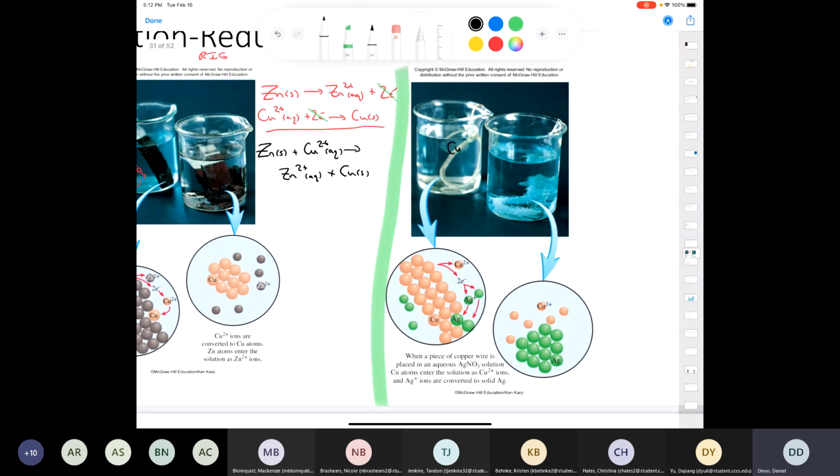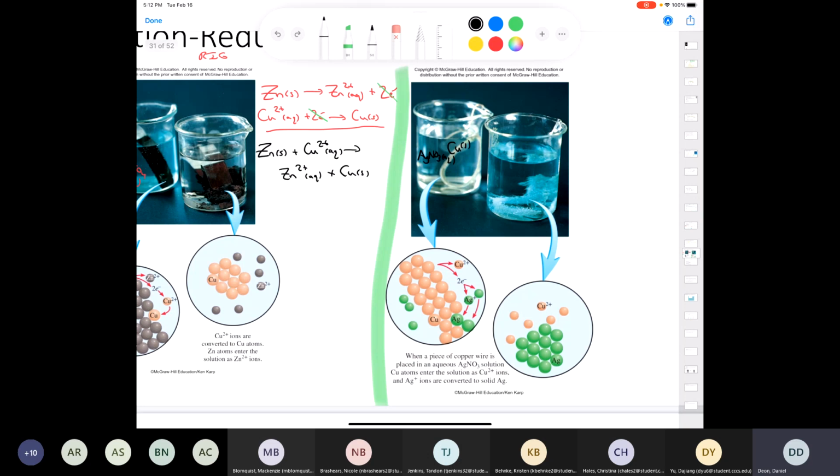So again, this is copper wire here, and it's in a solution of AgNO3, and that's an aqueous solution. What happens is that the copper ends up becoming oxidized, right? Oxidation is losing. You start with solid copper, right here, all this is solid. It ends up losing electrons to become copper 2+ ions. Where do those electrons go? They combine with silver ions to make solid silver.